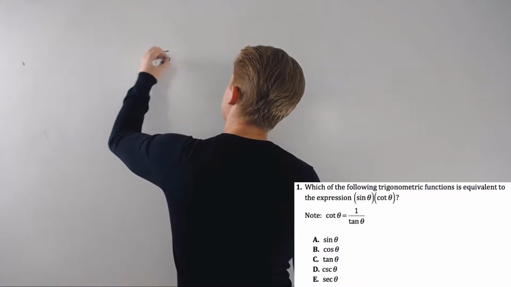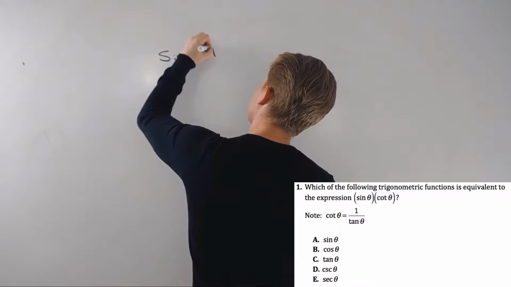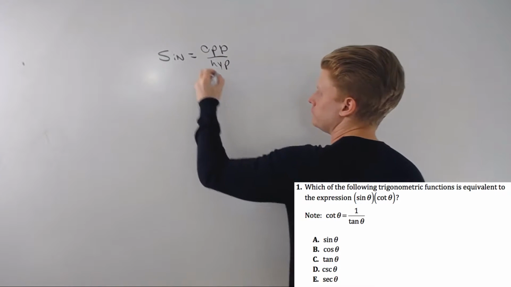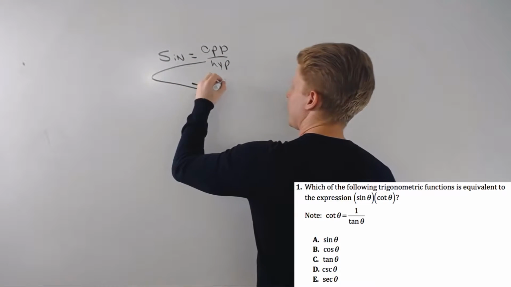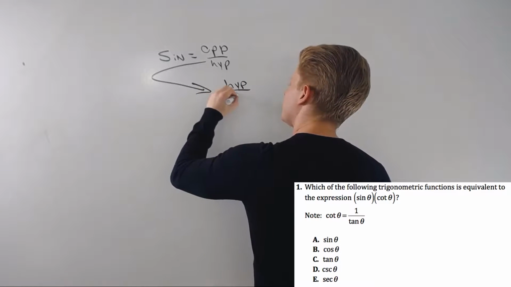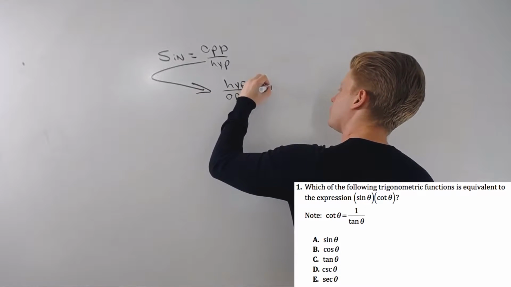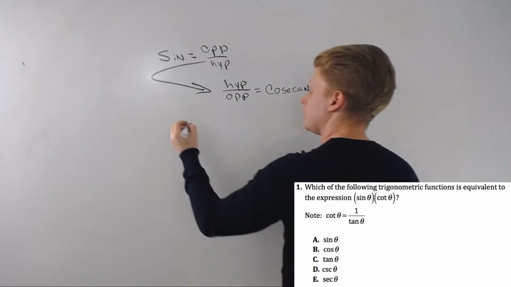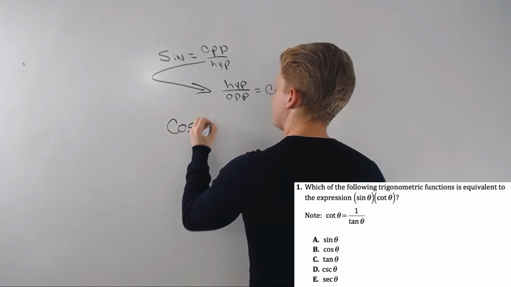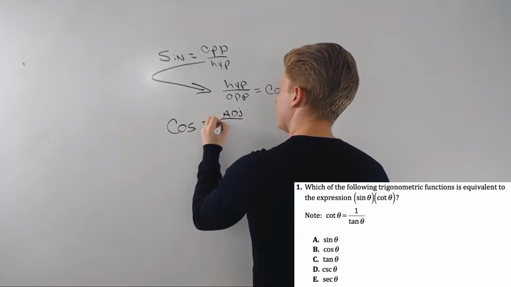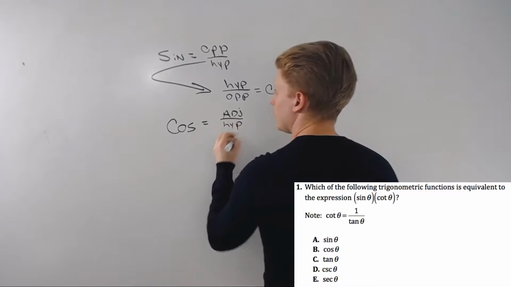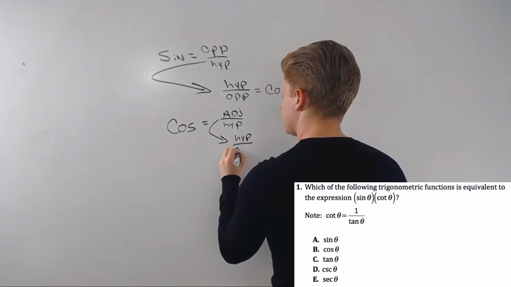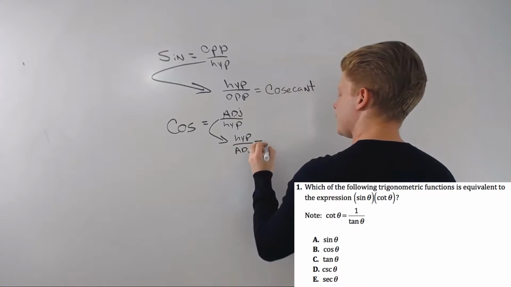So sine is equal to opposite over hypotenuse, right? Now let's flip that around. Let's do bizarro sine, which is hypotenuse over opposite, and bizarro sine is called cosecant, or CSC. Cosine is adjacent over hypotenuse, and weirdo cosine is hypotenuse over adjacent, and that's going to be secant.